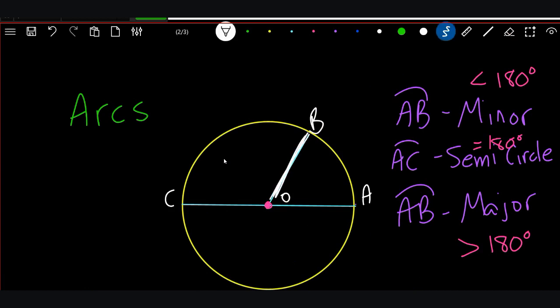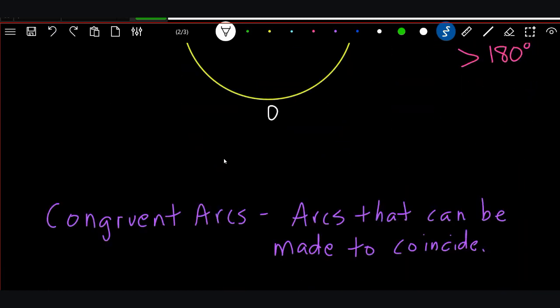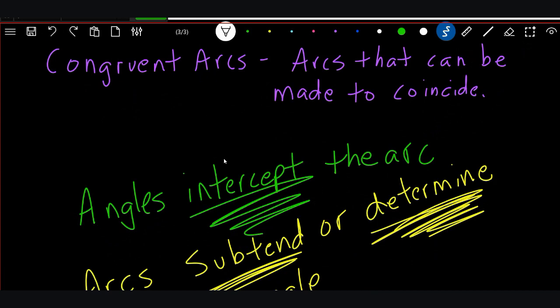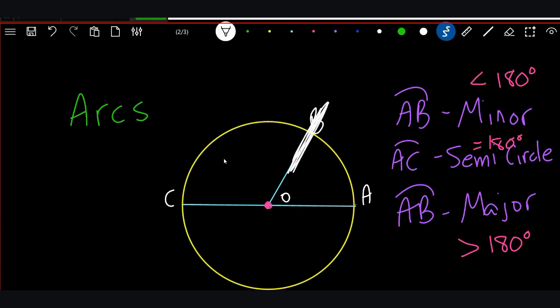Notice how the angle defines the arc. It puts the limits on it. B is a limit, and A is a limit. The angle intercepts the arc. What does that mean? The angle is stopping the arc at those two points. It's intercepting. It's kind of like intersect, very close in nature to the same meaning. Basically, it limits the arc. The angle is what tells you how big the arc is.